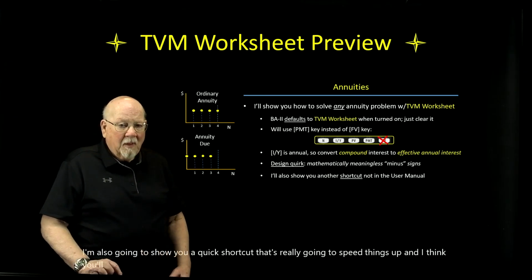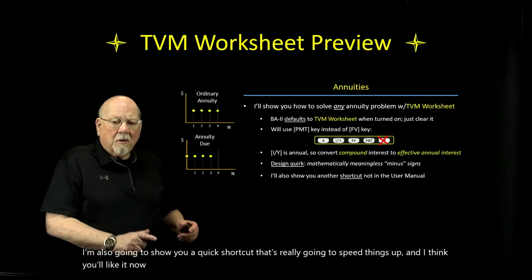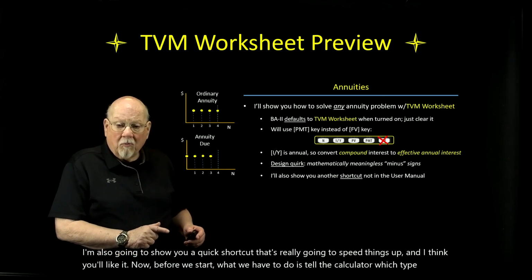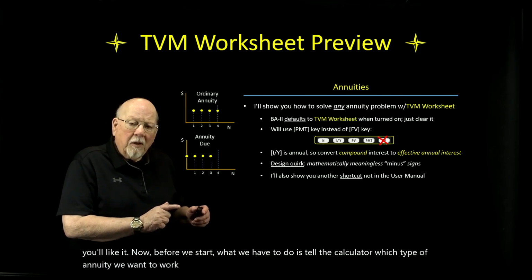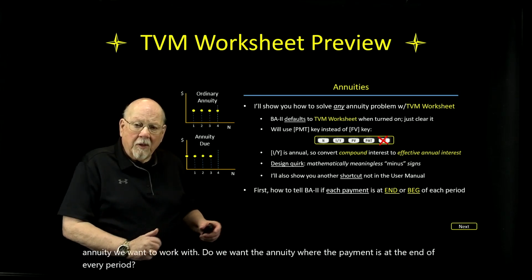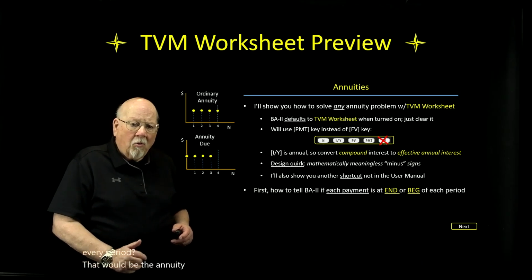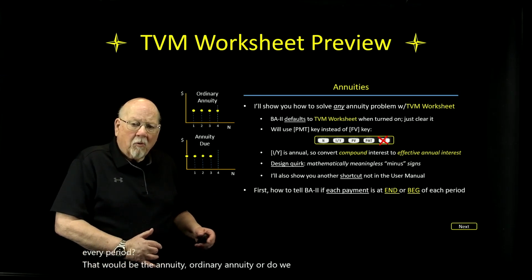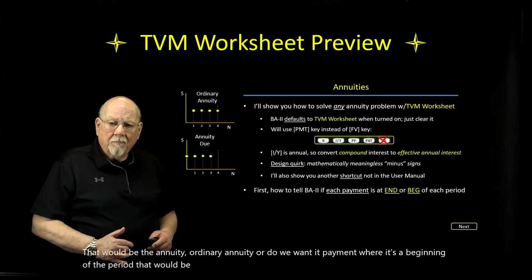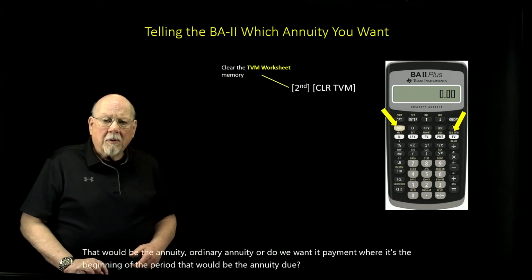Now, before we start, we have to tell the calculator which type of annuity we want to work with. Do we want the annuity where the payment is at the end of every period? That would be the ordinary annuity. Or do we want a payment at the beginning of the period? That would be the annuity due. So we start by clearing our calculator.